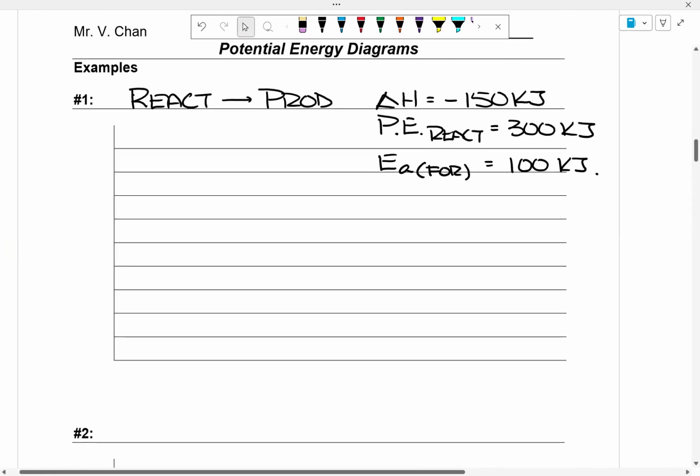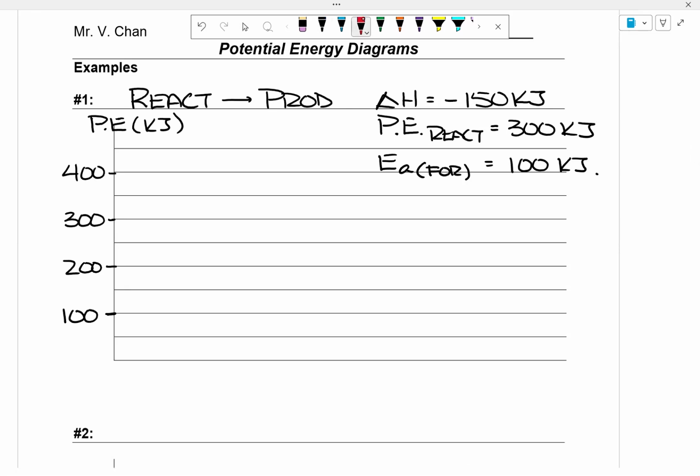So the first thing is we put onto our y-axis our potential energy. So I'm going to start with 100, 200, 300, 400. So this is in kilojoules. Okay. So the first thing is I'm going to take a look at the potential energy of my reactants.